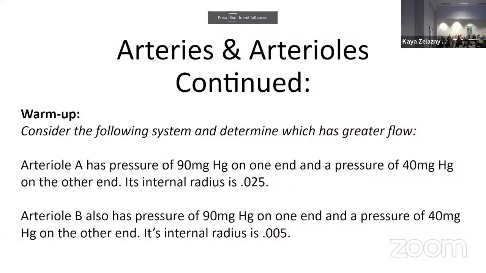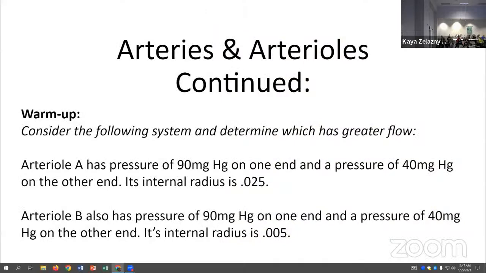Okay, so we're going to get started with a simple practice problem, thinking about our factors that affect flow. You have a description here of two arterioles, because we're talking about arterioles again today. And you want to tell me which one of these is going to have a greater flow rate.